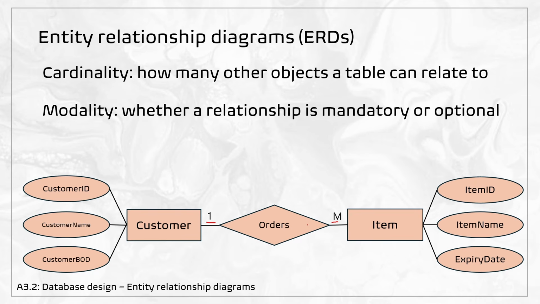Modality defines if a relationship is mandatory or optional. Here, a customer doesn't need to have any orders to any items, nor does an item need to be ordered by a customer. So we can say that both of these relationships are optional, and we can represent this by putting a circle on the ends of the lines like this. And now this shows that the customer doesn't need to have an order, and an item also doesn't need to have an order as well.